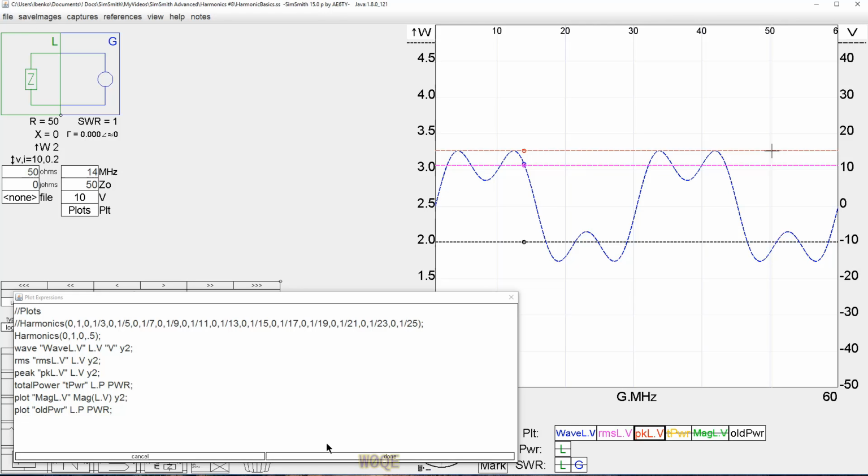If we look at the new way of calculating power with the total power command here, what we see is 2.5 watts. This makes sense. Superposition applies in a situation like this. We have a linear time invariant circuit. We have a 2 watt fundamental. We have a 10 volt fundamental signal which produces 2 watts into the load.